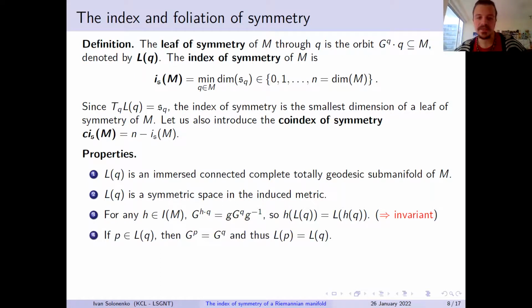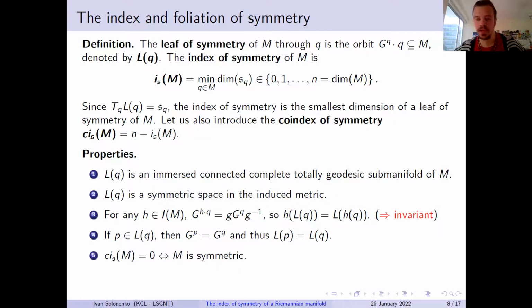And also from 3, it immediately follows, this is a very simple thing that you still need to check right away, that if you take Q, take the corresponding leaf of symmetry and go to some other point on this leaf of symmetry, its leaf of symmetry will be the same submanifold. It just follows from 3. So it gives you an equivalence relation on your manifold. Basically, it gives you a foliation of your manifold into pieces which are symmetric spaces. The only problem is that they may be of different dimensions. So in general, it's not a foliation. It's a singular foliation.